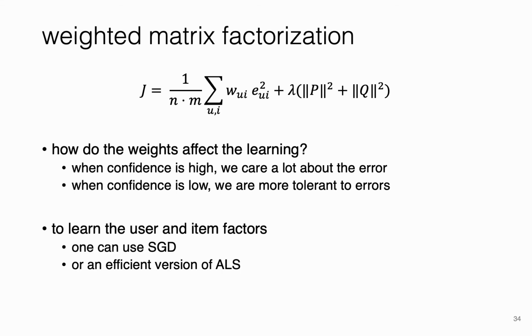A last issue to discuss is the learning algorithm. This can be simply stochastic gradient descent as before, or it can be alternating least squares, ALS. In the latter case, there are some performance tricks that one can apply to make ALS more efficient.